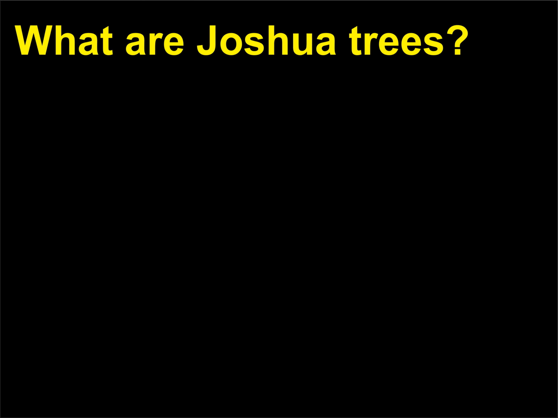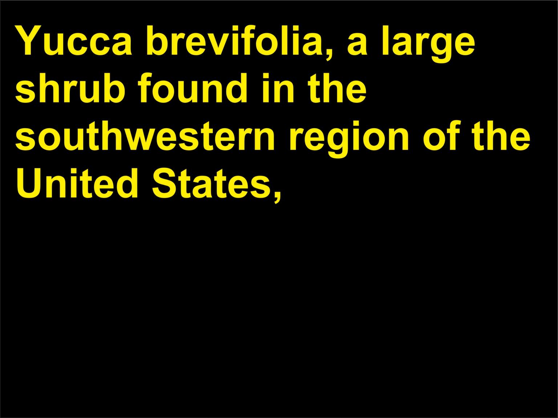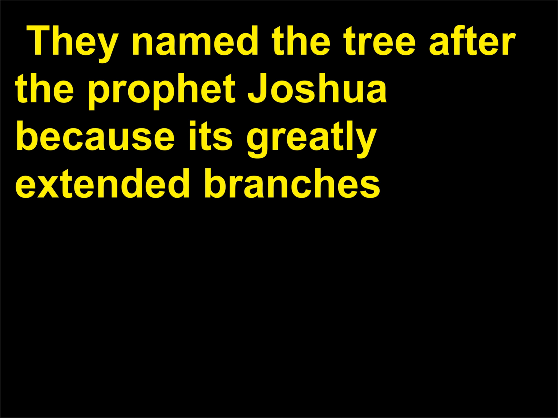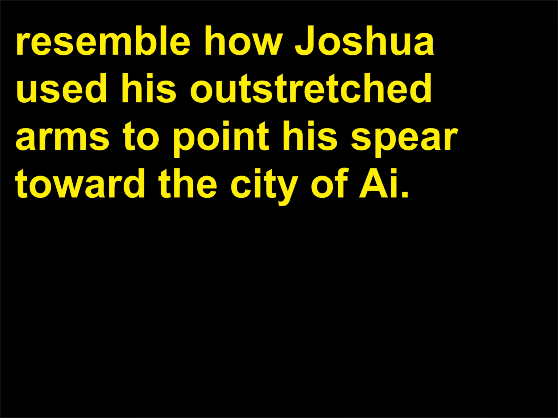What are Joshua trees? Yucca brevifolia, a large shrub found in the southwestern region of the United States, received its common name from Mormon pioneers. They named the tree after the prophet Joshua because its greatly extended branches resemble how Joshua used his outstretched arms to point his spear toward the city of Ai.